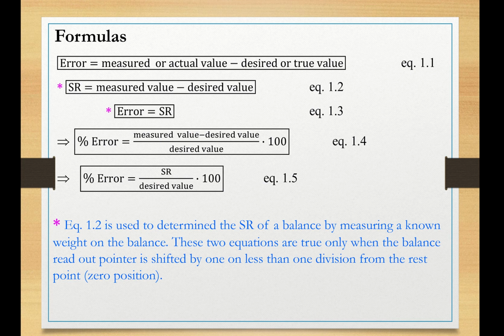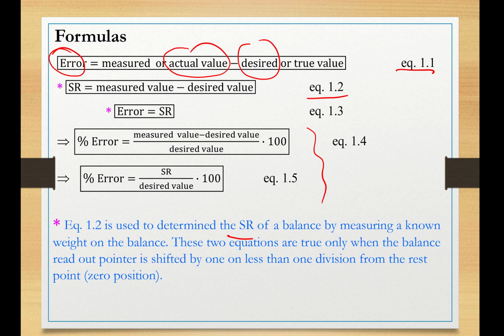Let us now describe the formulas. Equation 1.1 is used to calculate the error associated with a measurement as the difference of the actual value minus the desired value. Equation 1.2 is similar, it's actually identical to equation 1.1, but it is used to determine the SR of a balance, as long as you make sure that the weights you are using are small enough to deflect the readout pointer by one division from the rest point, from the zero position.